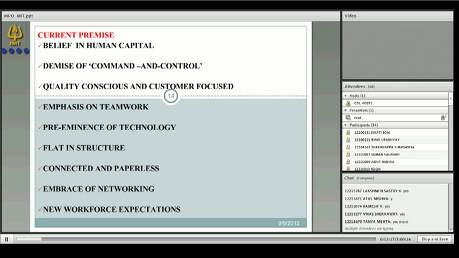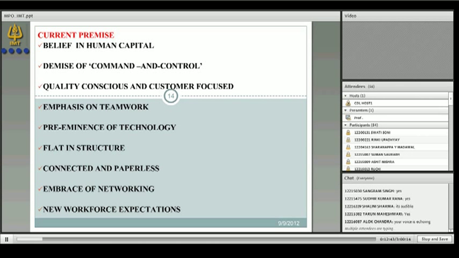Demise of command and control, quality conscious and customer focused, emphasis on teamwork, preeminence of technology, flattened structure, connected and paperless, the current trends that we are seeing in organizations. Connected and paperless, networking being widely practiced and emphasized upon.